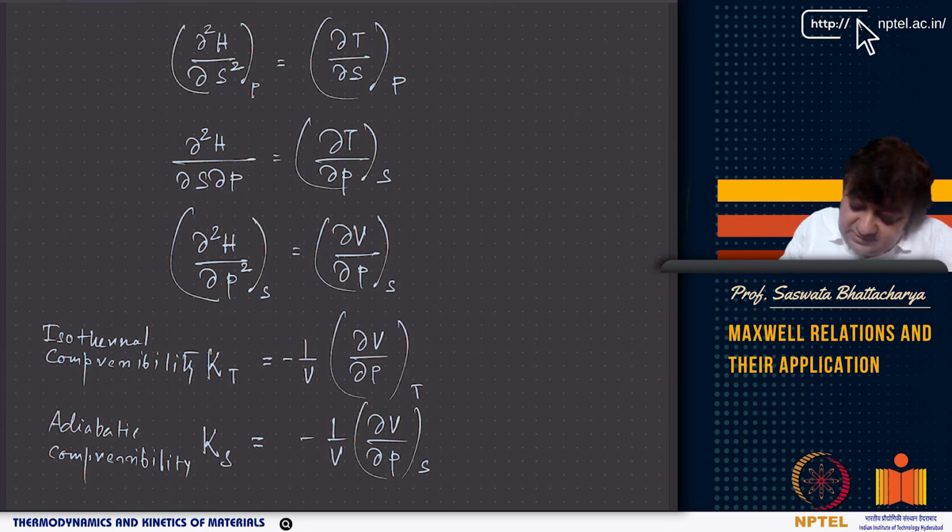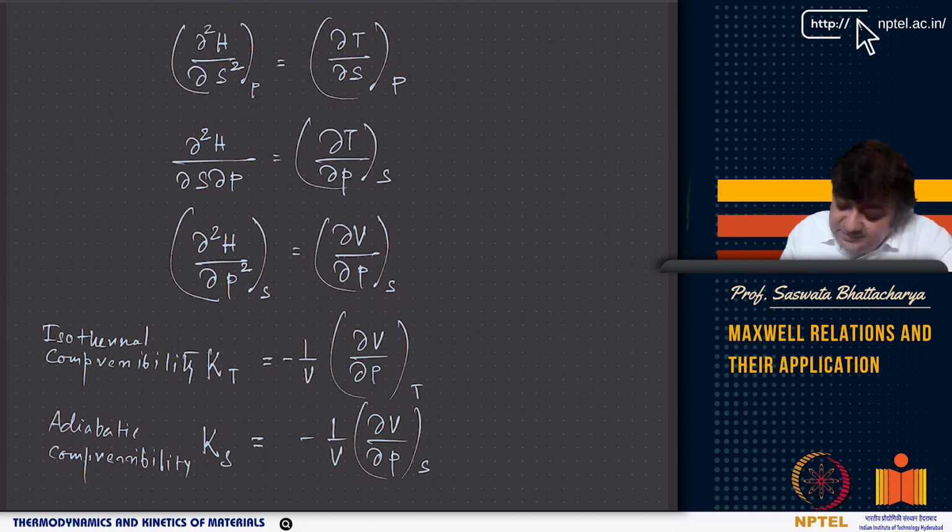So ∂²H/∂S∂P, and we are doing ∂H/∂S. In fact I should have written ∂²H/∂P∂S, but it does not matter, the order does not matter. So ∂²H/∂S∂P is basically (∂T/∂P) at constant entropy. Again, ∂²H/∂P², which is nothing but ∂H/∂P, which is V, becomes (∂V/∂P) at constant S.